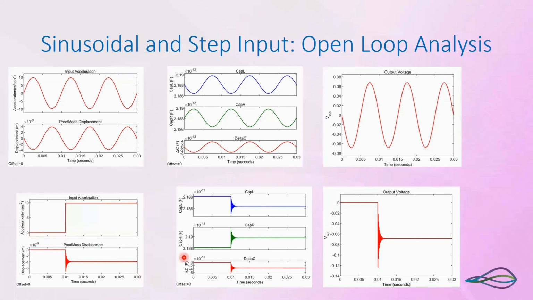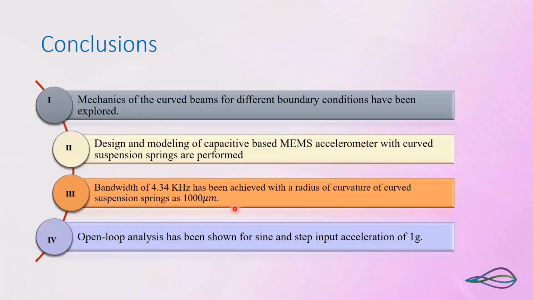So you can see that you have variations, this is the net capacitance. Basically, you have two sets of combs. One comb will come towards the fixed one, another one will go away from the fixed one. That's why you see that they are opposite to each other, and the combined one is what has to be measured. So that works. It means the open loop analysis we have done for these two cases. Further closed loop analysis needs to be done.